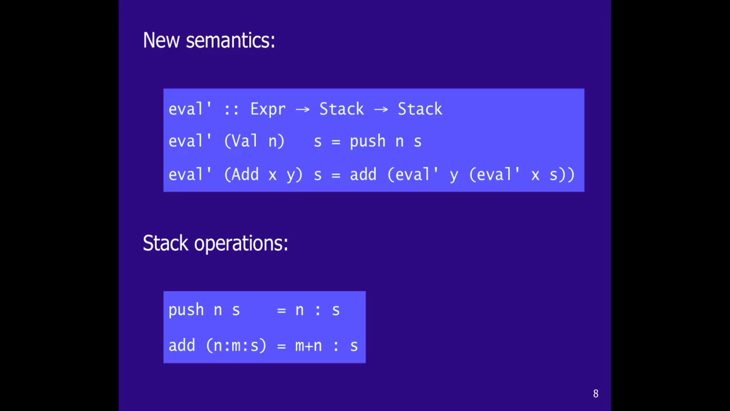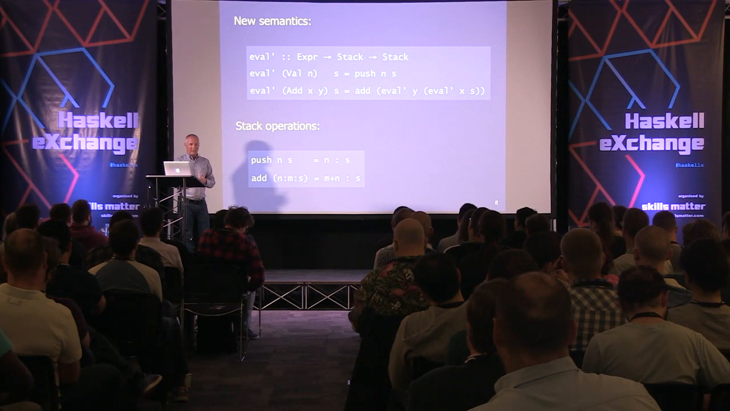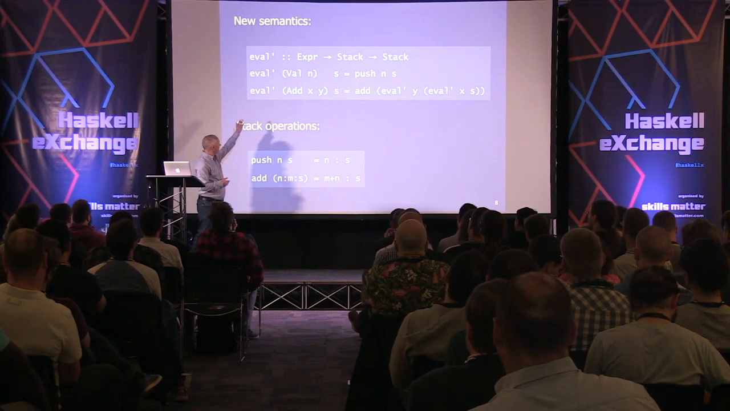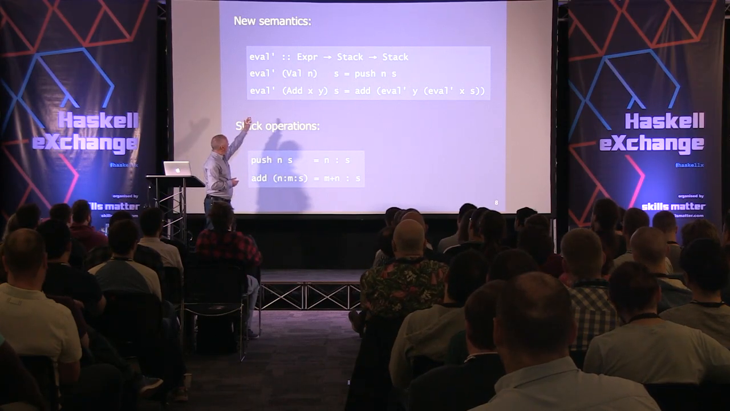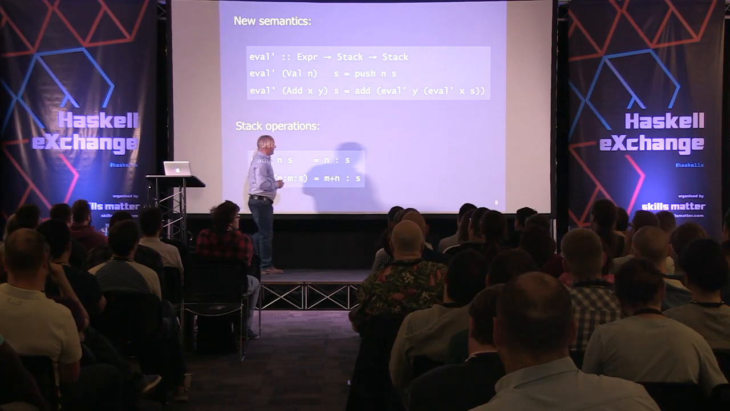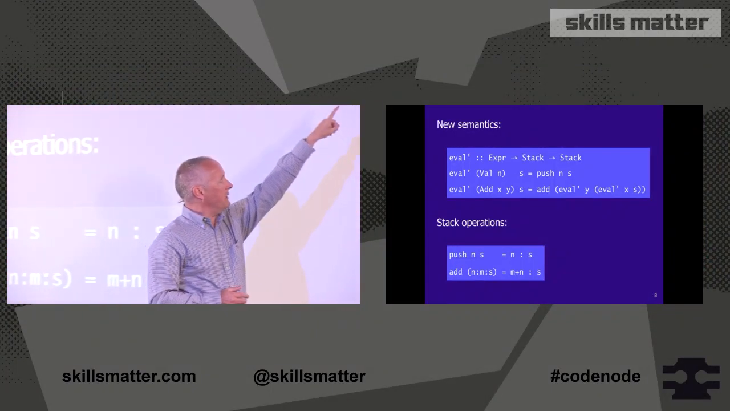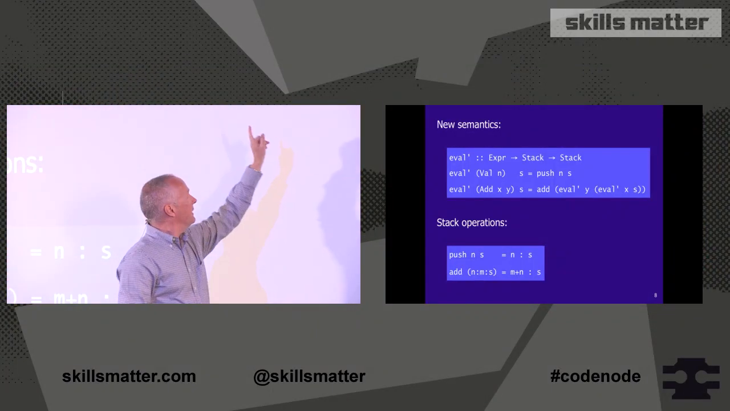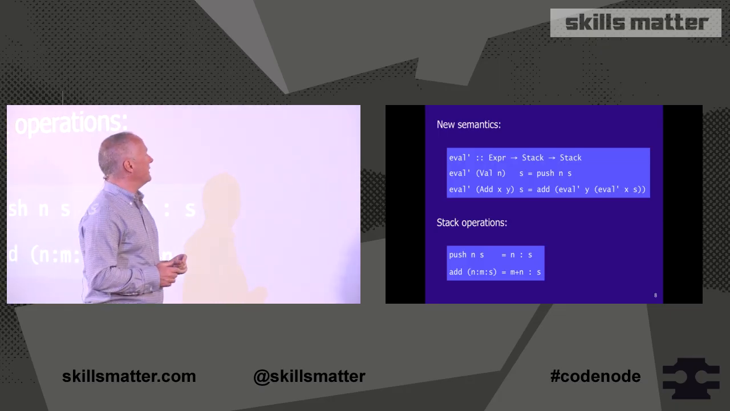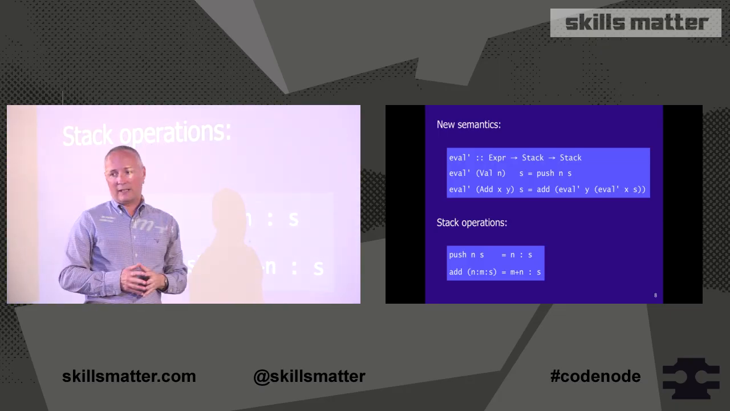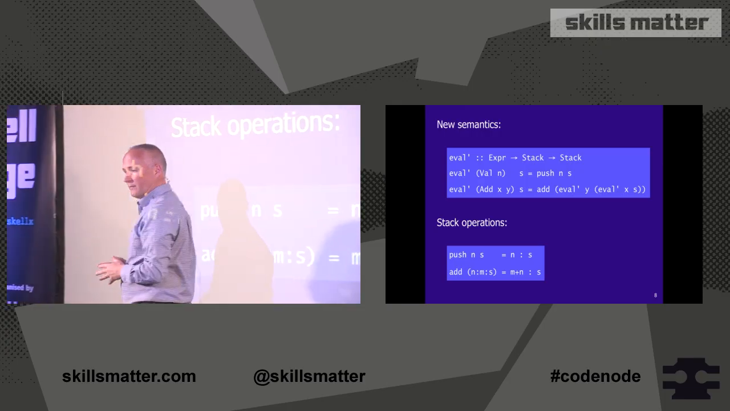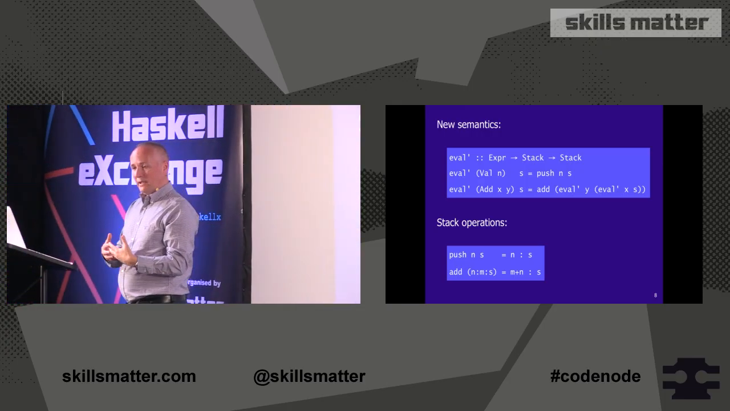We didn't need to know anything. We didn't need to know what we were aiming for. We just used the desire to solve the equation to derive the definition, or calculate the definition. So you kind of read this backwards. Eval prime of an addition is you first of all evaluate the first argument, and that will leave it on top of the stack. Then you evaluate the second argument. That will leave that on top of the stack. And then you'll have at least two things on the stack, and you add them together. Okay, so this is the first step in evolving a compiler.